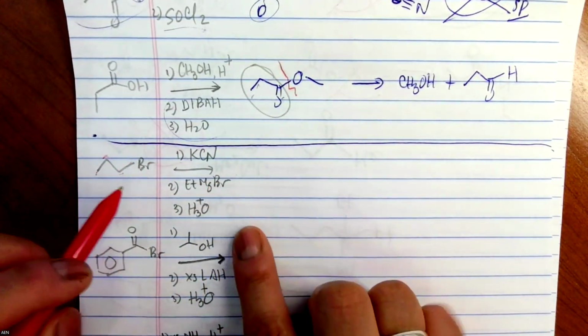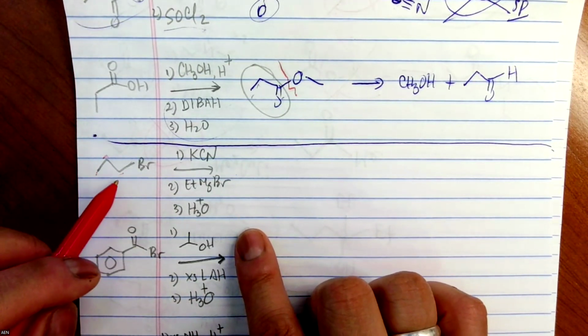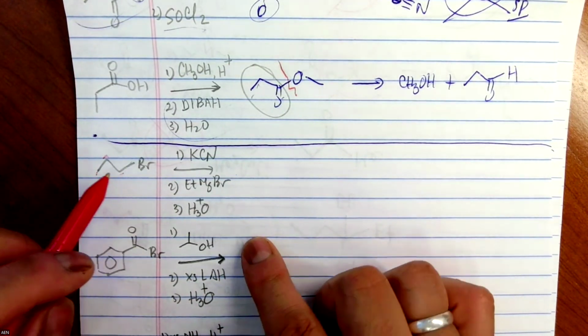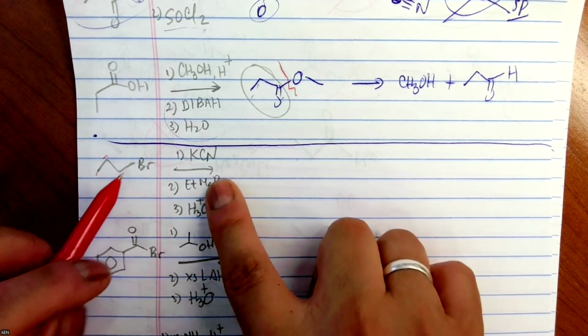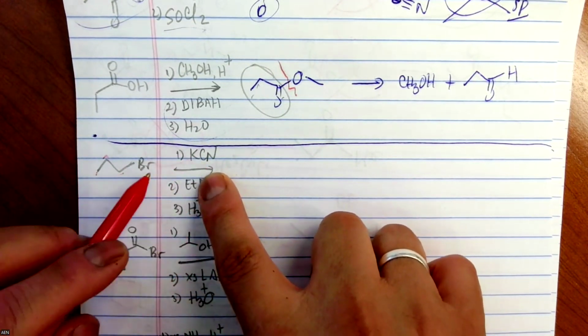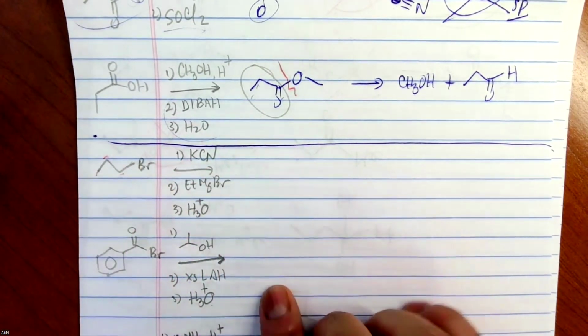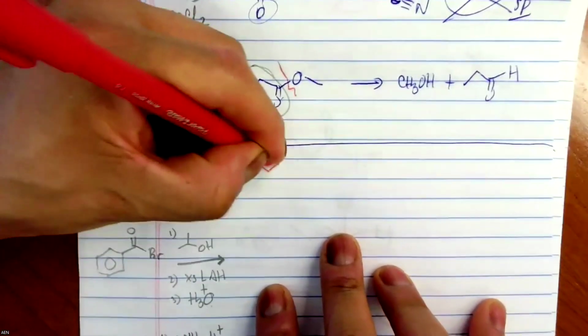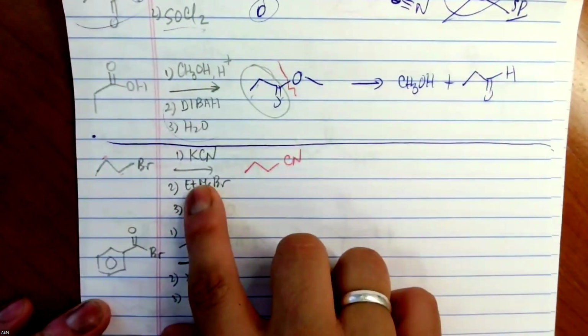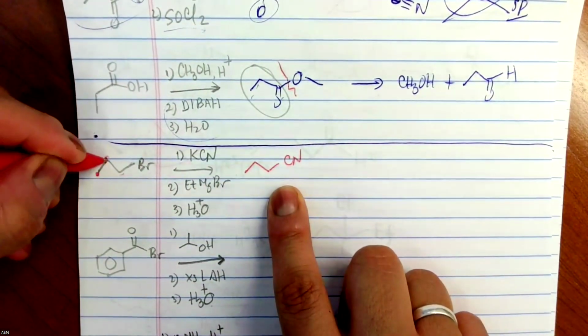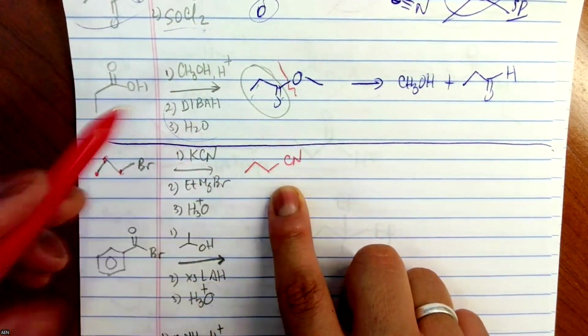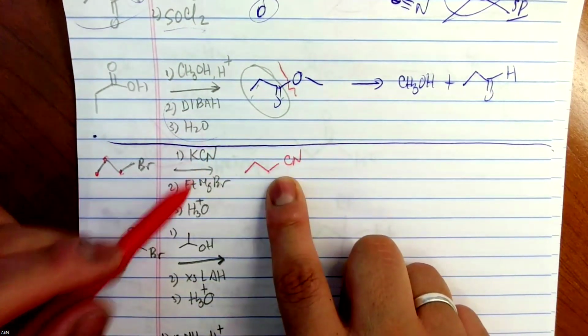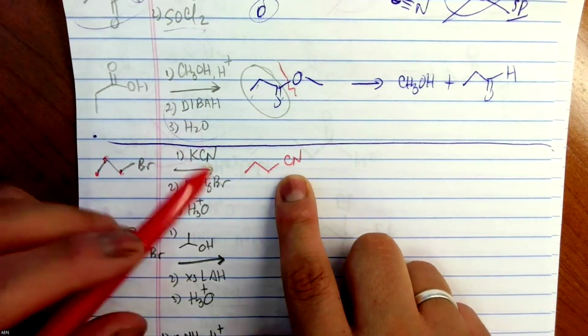1, 2, 3, N-propyl bromide, right? N-propyl bromide with KCN, that's an SN2 reaction. The cyanide replaces the bromine. It's a conventional reaction from chapter 7A. The CN. Okay? 1, 2, 3, CN. Now the CN is added. That means that you will have an extra carbon.